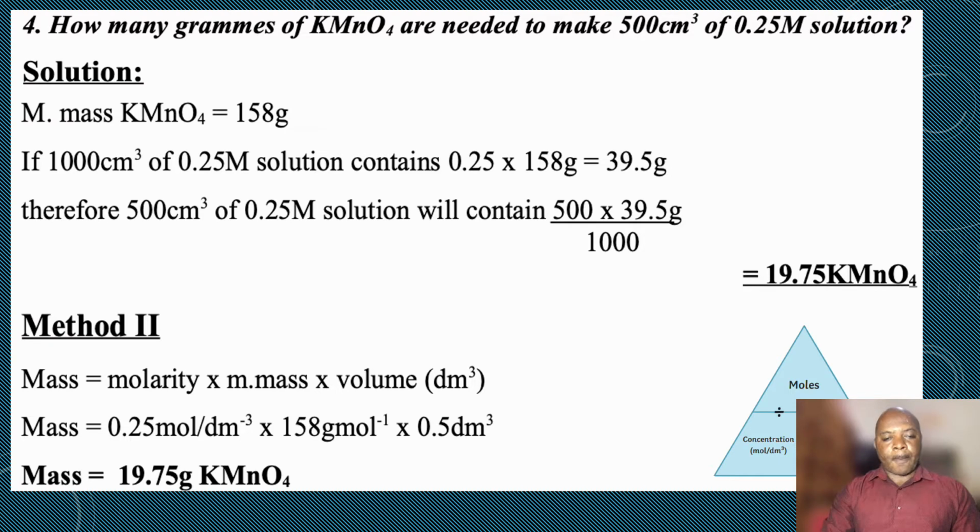Question number 4 now has to do with how many grams of potassium manganate, or we call it manganate 7, are needed to make 500 cm cube of 0.25 molar solution.